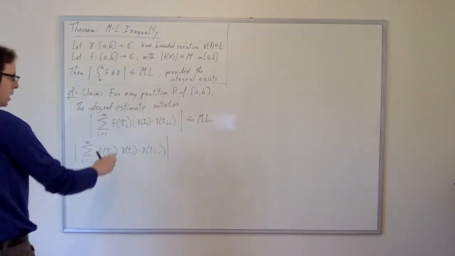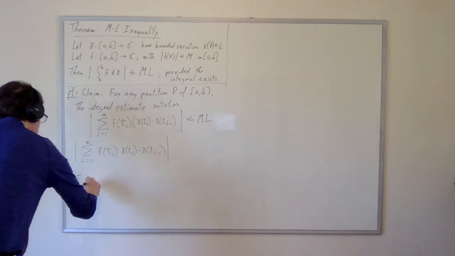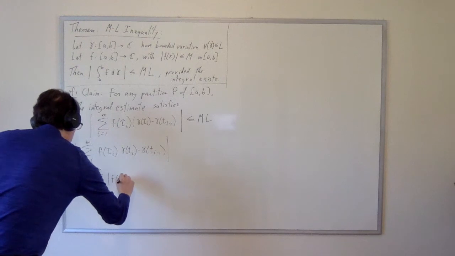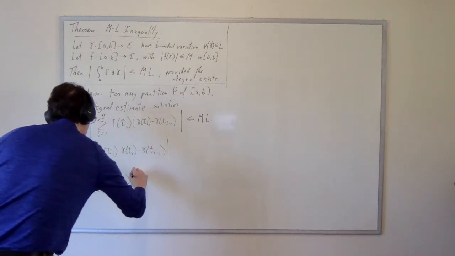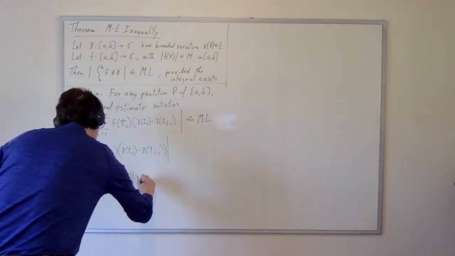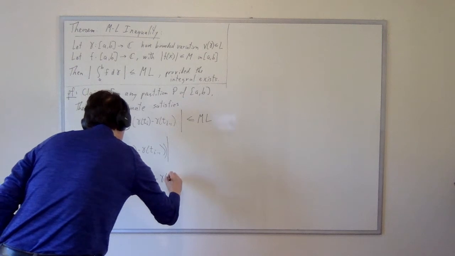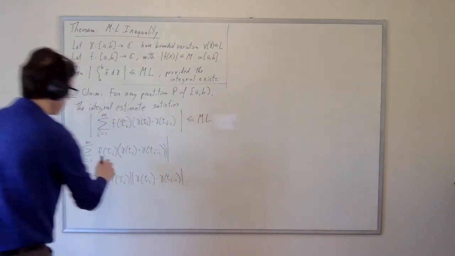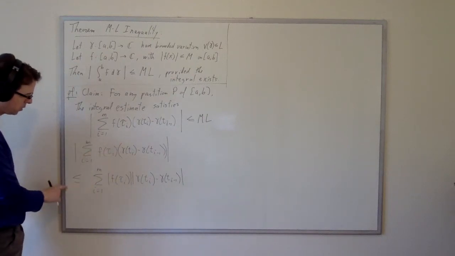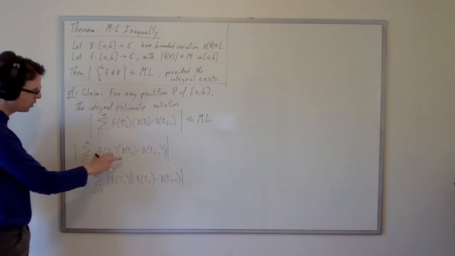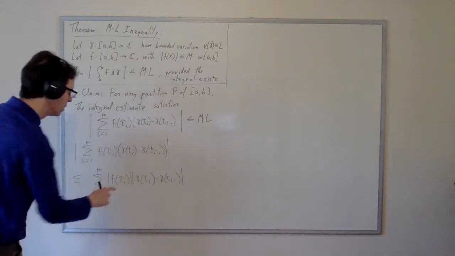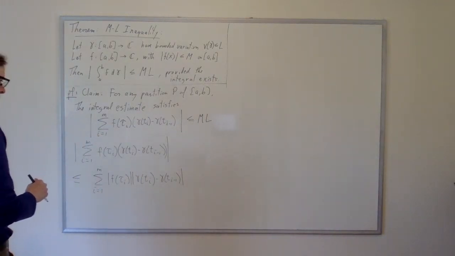That's going to be less than or equal to, by the triangle inequality, the summation, i equals 1 to m, of the modulus of f of τ_i, and then the modulus of γ of t_i minus γ of t_{i-1}. So I have applied the triangle inequality to distribute the modulus across the summation, and that's why I have a less than or equal to here. I've also taken the modulus of each of these products and rewritten it as the product of their moduli.